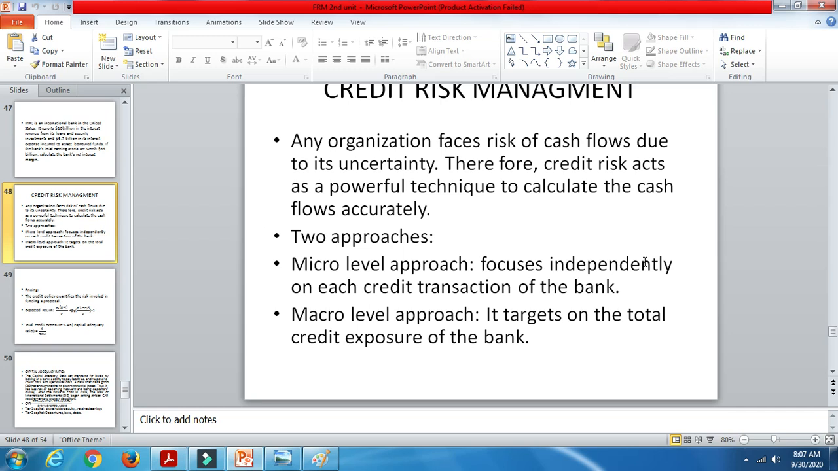Credit risk management. So credit risk management is basically like any organization faces risk of cash flows, right? When in an organization, like in a contract, if any one of the parties fails to perform the duty, it is a credit risk or a default risk. So when banks deal with a lot of customers in a day-to-day manner, they need to take care of the risk that is arising out of the situation also.